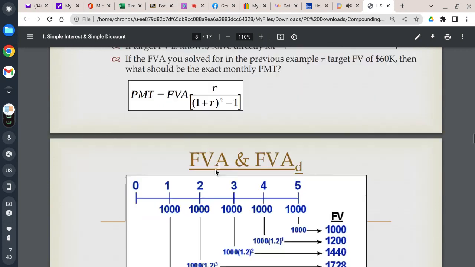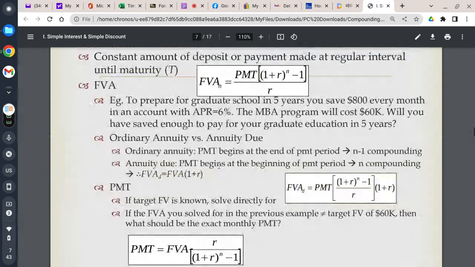And also think about it. If you are getting a part-time job, you cannot make a deposit at the beginning. I mean, you start the job at time zero, you cannot make the deposit because you haven't got paid yet. You start the job, and at the end of the month you'll get paid. Then you can make a deposit, right? So ordinary is quite natural, ordinary annuity.